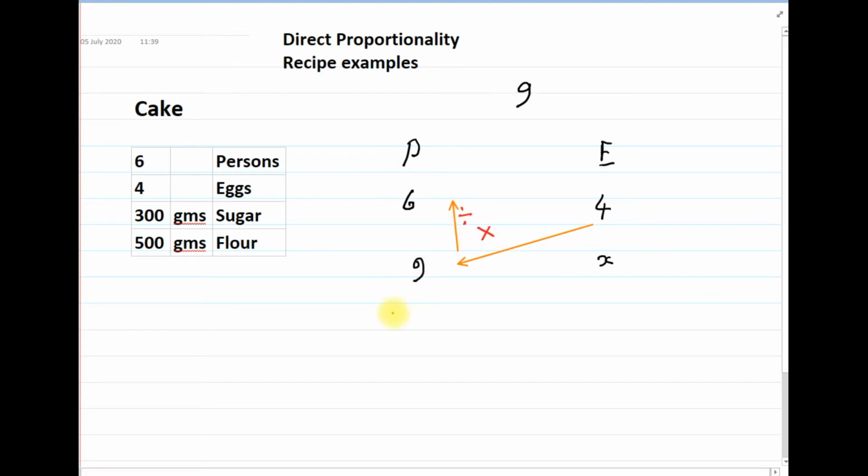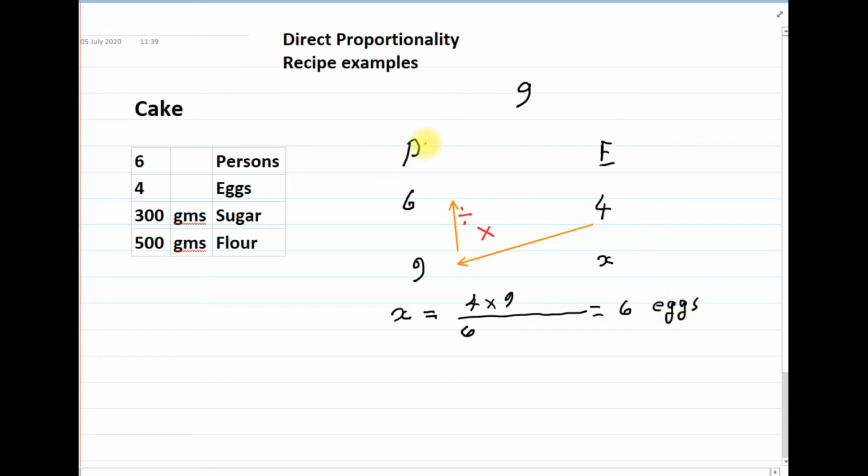So our x, which is the number of eggs that we need, will equal 4 times 9 divided by 6, which means 6 eggs.